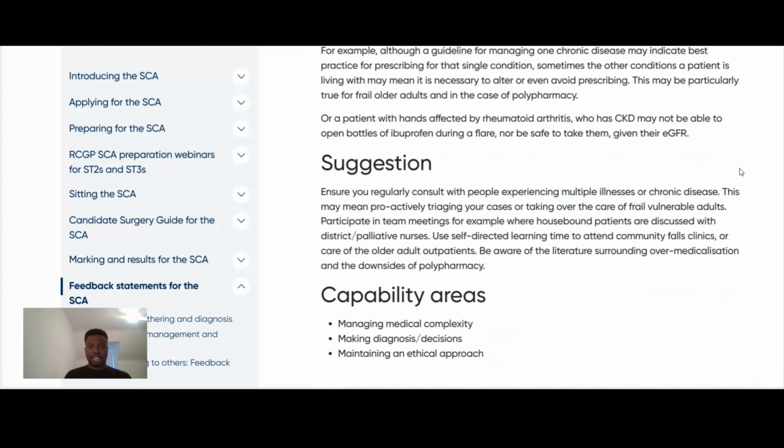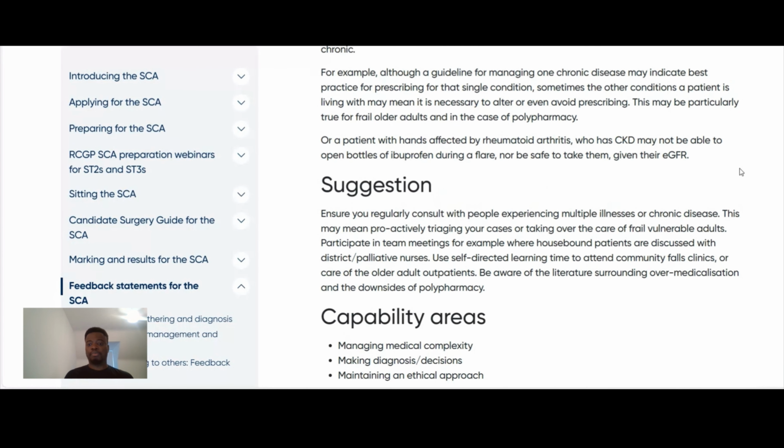And the suggestion that the college has made is to ensure to regularly consult with people of multiple illnesses. What I usually advise is that at the start of ST3, make sure you're having a good share of chronic illness patients with multiple things, where you are able to practice, and you're comfortable taking these decisions in patients with multiple comorbidities. Because if you're not comfortable doing that, and begin to then do it only in the examination, one will just be found out.